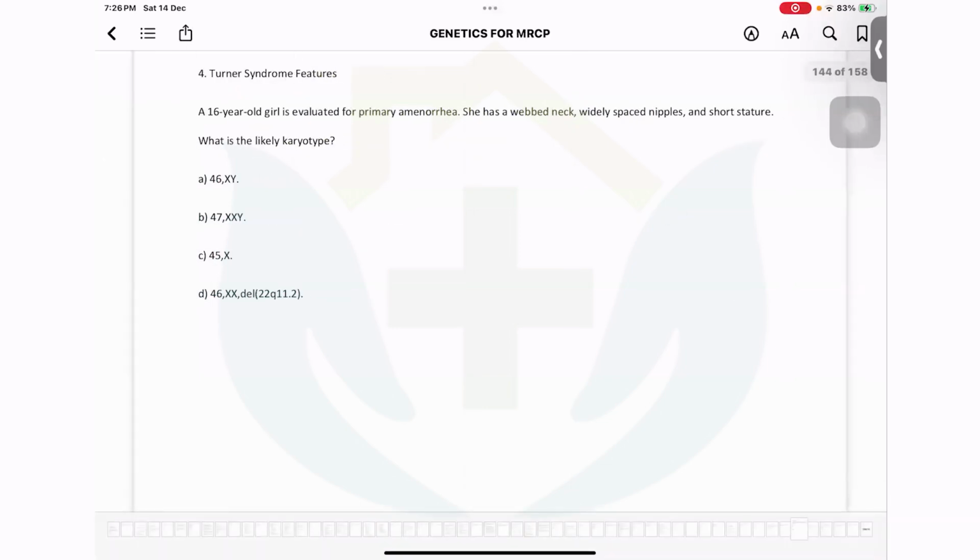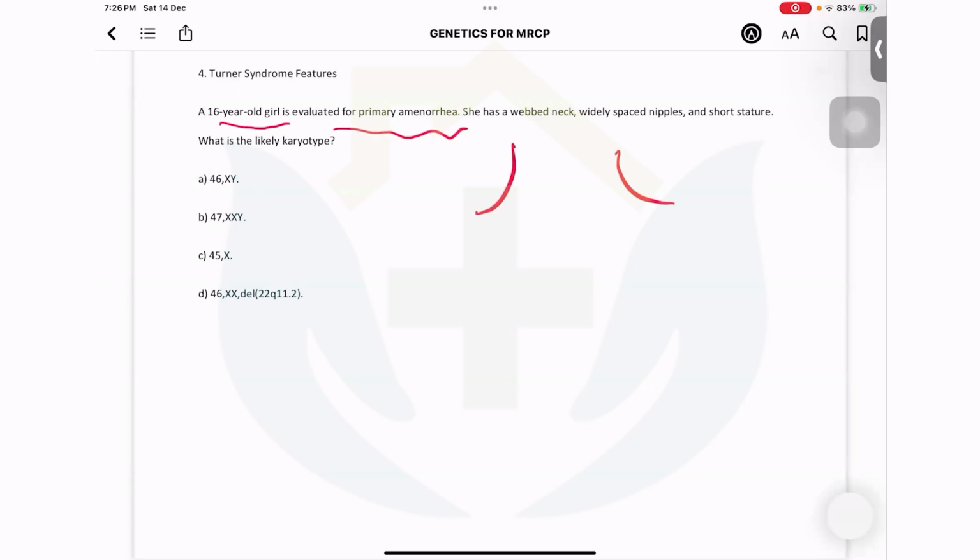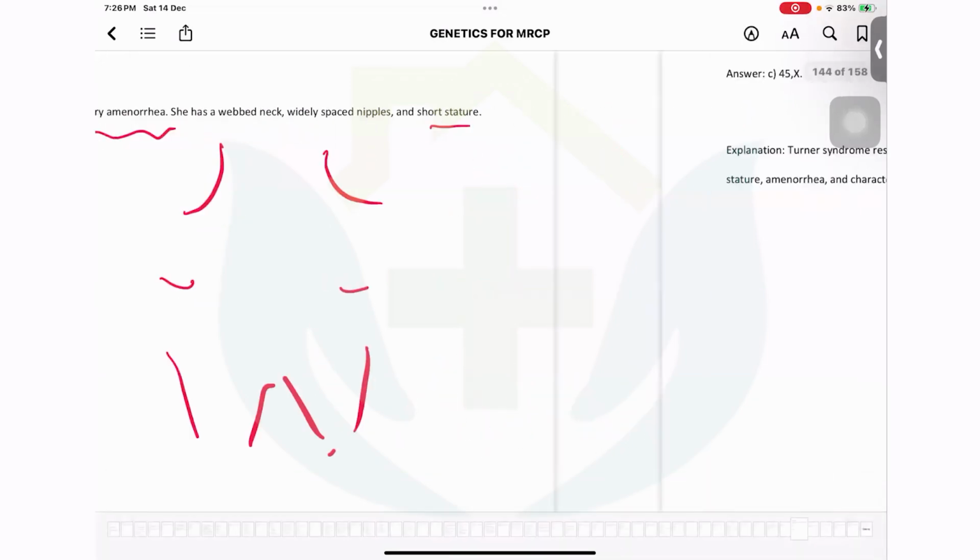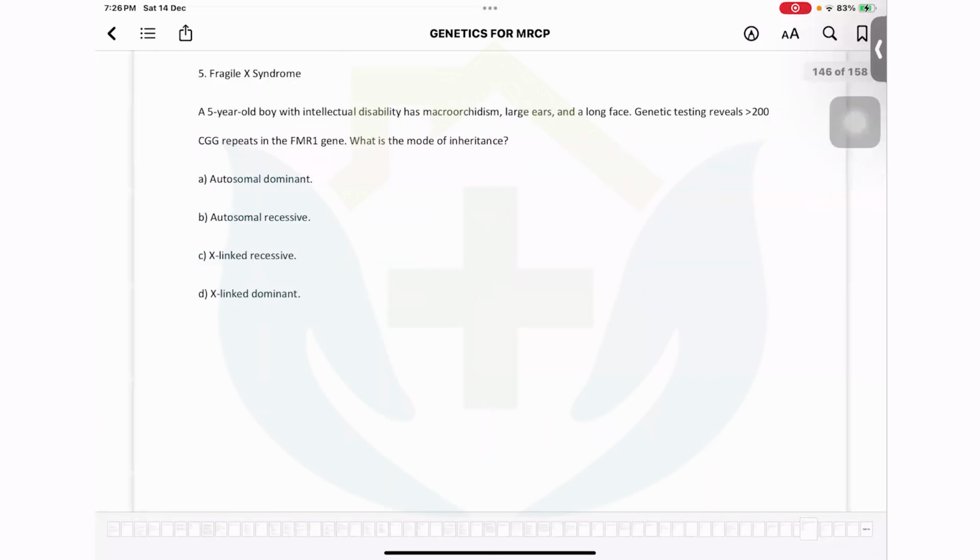I will take you back to Down syndrome, okay? Because some students were having doubt about mosaic, Robertsonian translocation and all. 16-year-old girl is evaluated for primary amenorrhea. She has a webbed neck, widely spaced nipples, and short stature. 45X. Turner syndrome. Turner syndrome.